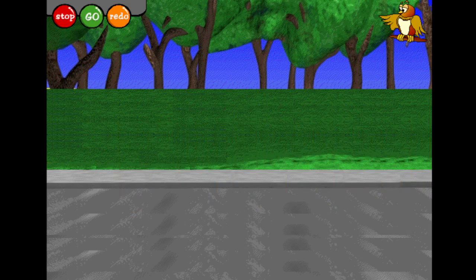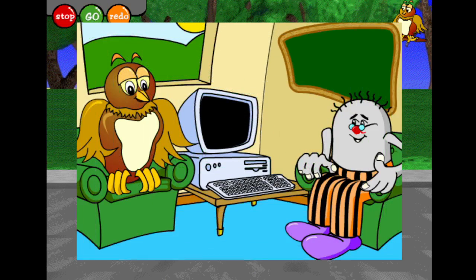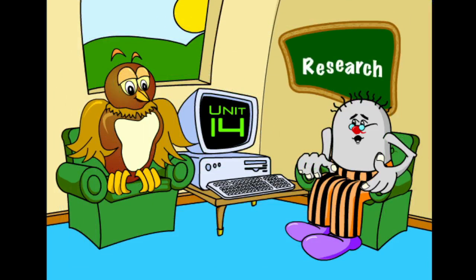You are very good at this. Click on Go to do some more, or you can click on Redo to do this lesson again. Great! There's no stopping you now. Unit 14, Research.